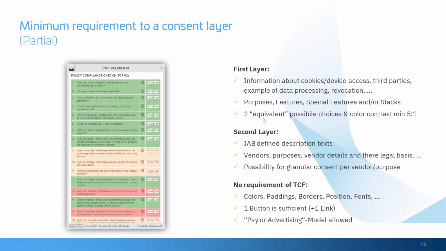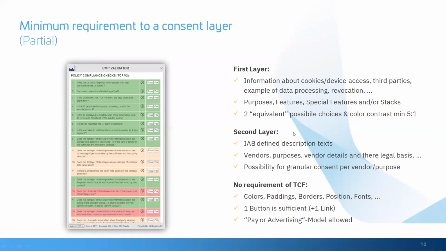You need to have two equivalent choices, meaning usually an accept button. Two choices. One needs to be a button, minimum one. The other one can be a link. It just needs to be two choices. And there is, for example, a color contrast minimum of 5:1. So, for example, if you have a gray button with white text on it, the contrast between the button and the text is probably not 5:1, so you might need to increase the contrast. Make it maybe a black button with white text or something. So there are minimum requirements for the first layer.